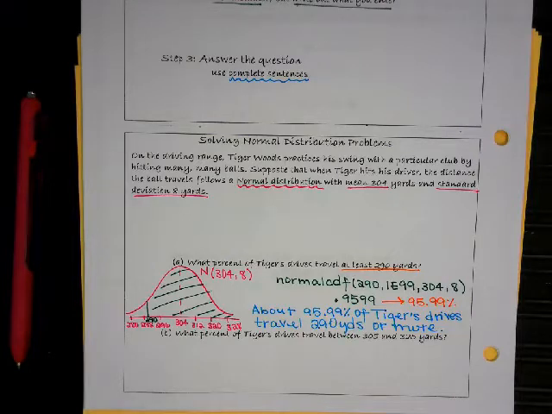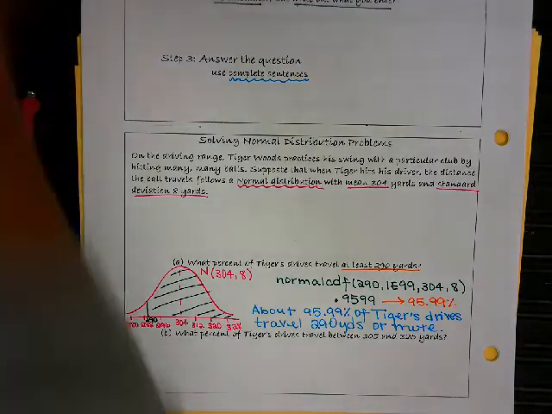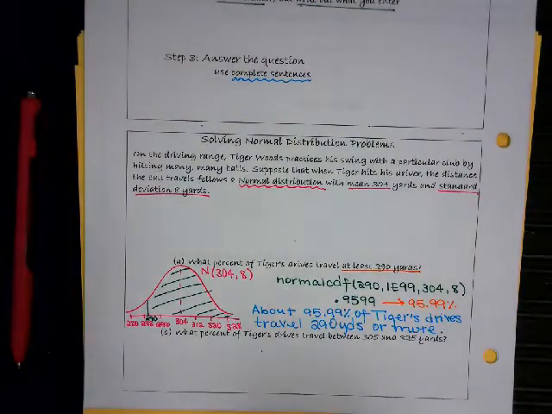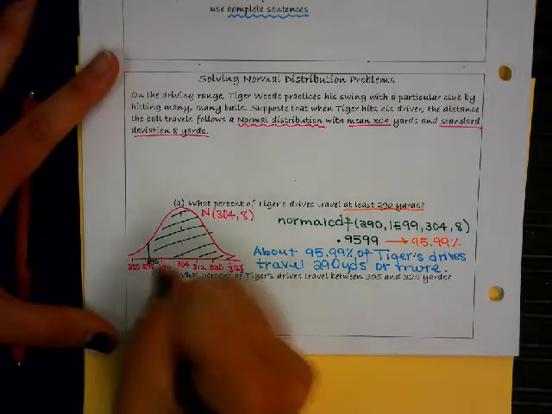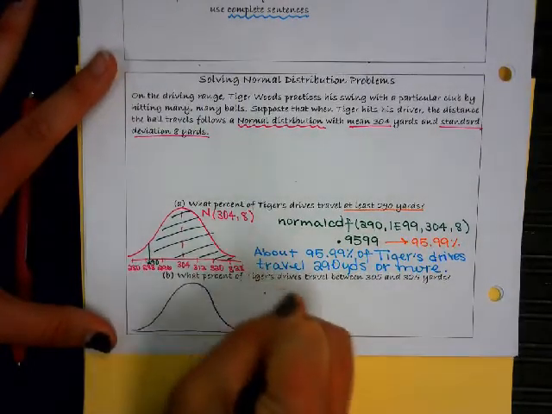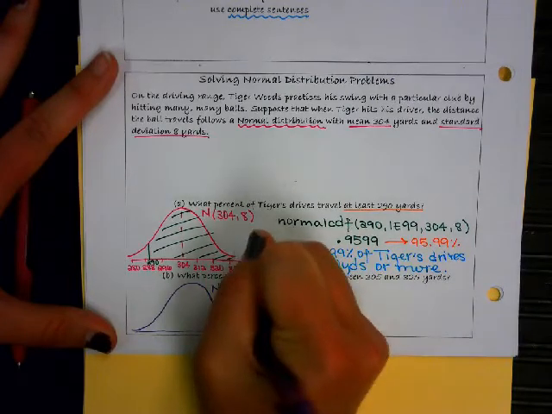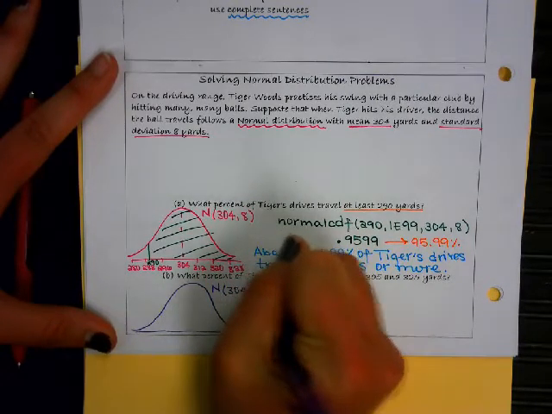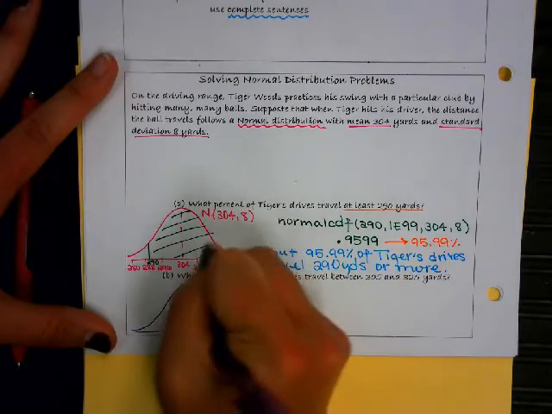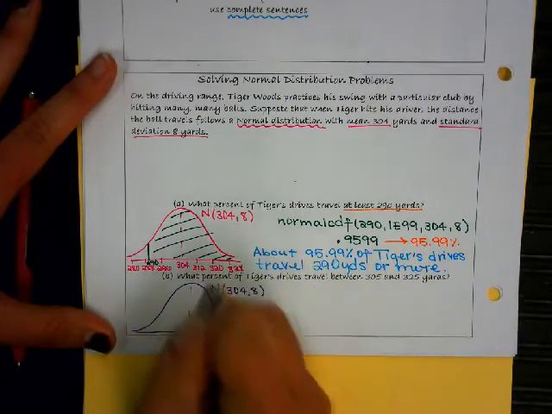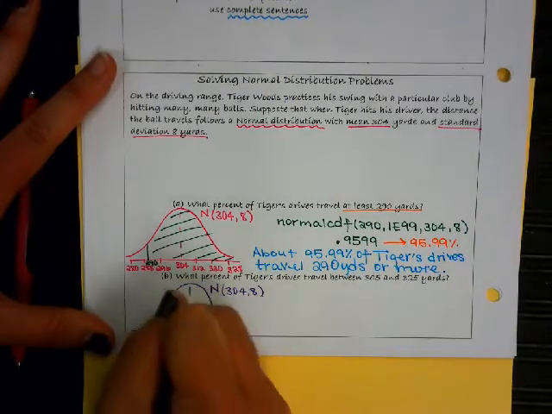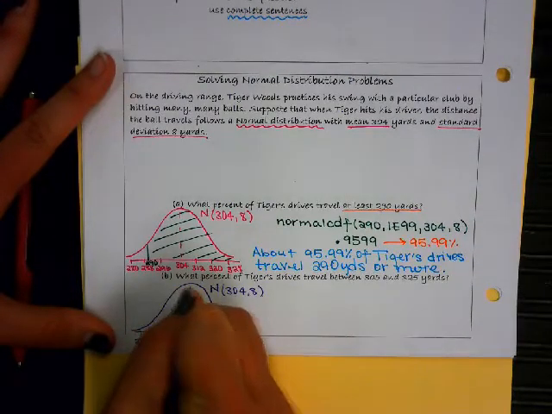All right, and then part B, what percent of Tiger's drives travel between 305 and 325? So again, I'm going to start with the picture. Label it. It's normal with mean of 304, standard deviation of 8. 304 is at the center, 3 deviations above and below. And then this time I'm just going to copy my numbers from above.